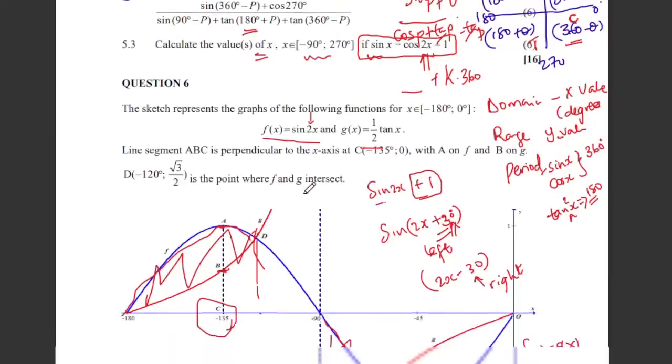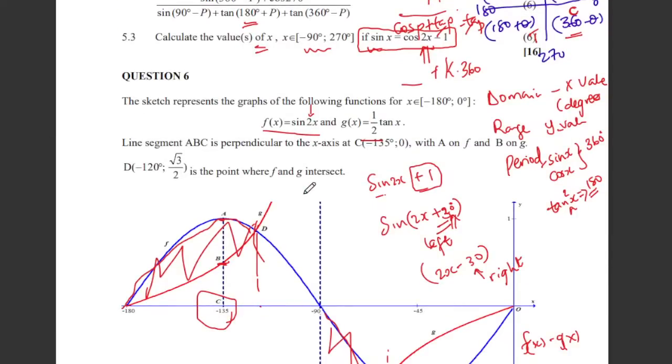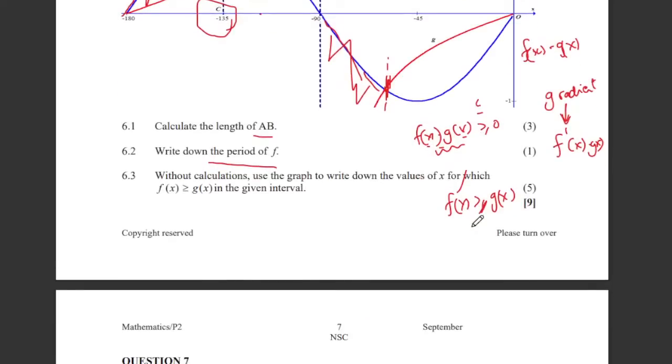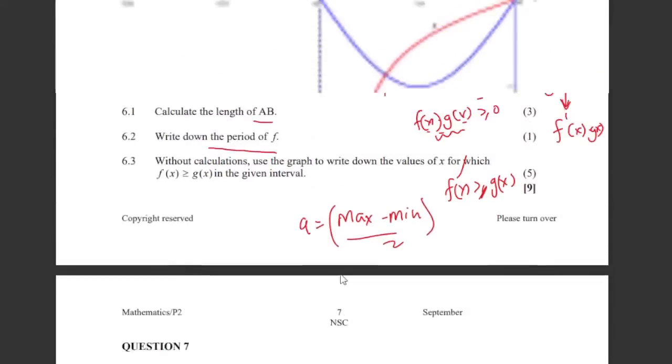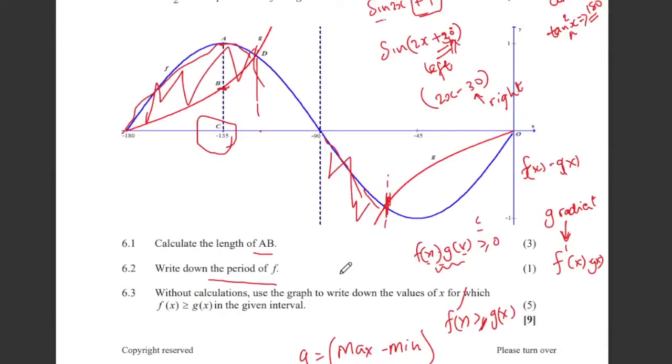Someone is saying amplitude. With the amplitude, it's not a big deal. Usually, let's use the general format of getting the amplitude: you get the maximum minus the minimum, divided by 2. Just that. Question number 7.